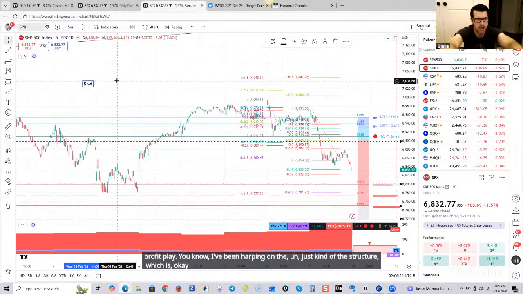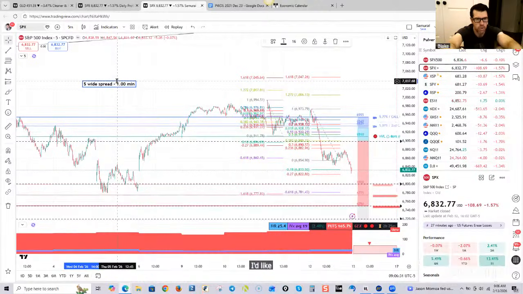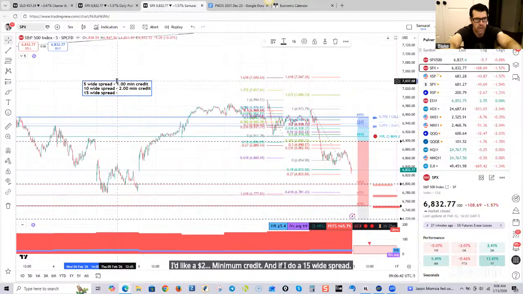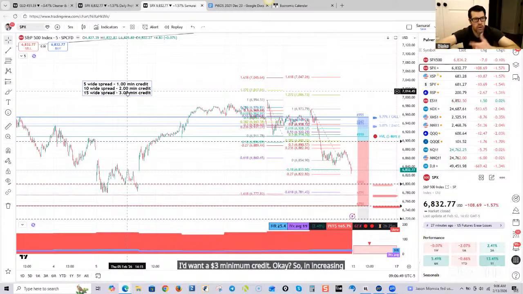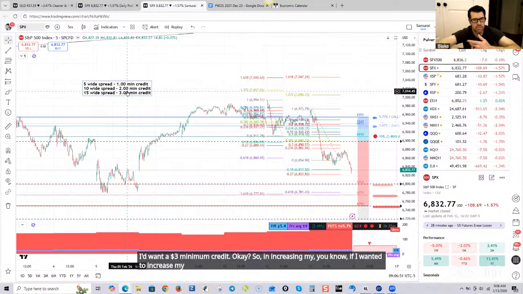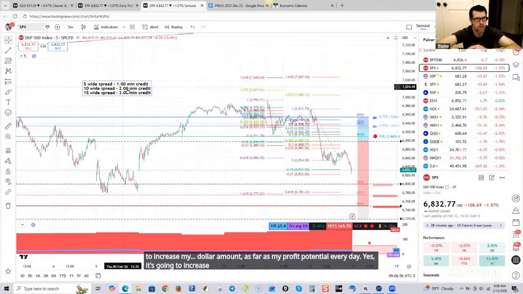If I'm going to do a 5 wide spread, I'd like $1 minimum credit. If I do a 10 wide spread, I'd like a $2 minimum credit. And if I do a 15 wide spread, I'd want a $3 minimum credit. So if I wanted to increase my dollar amount as far as my profit potential every day, yes, it's going to increase my risk slightly, but this keeps the percentages about the same, right?